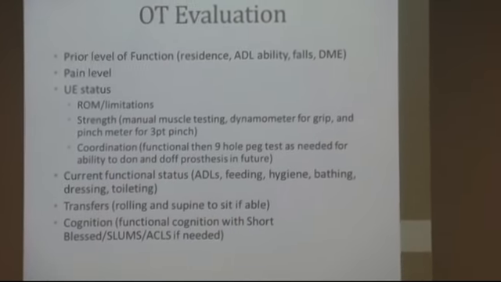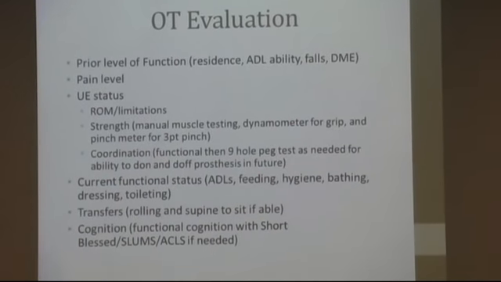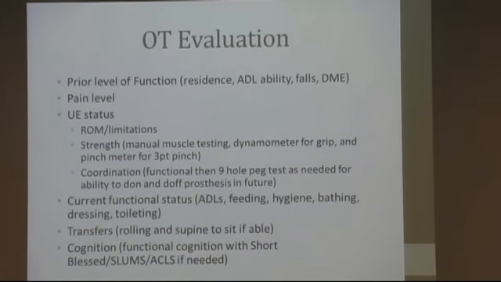Well, for the OT evaluation, it's not going to be a lot different than a regular evaluation. But what we came up with: assessing prior level of function, where they lived, how they were doing the ADLs, falls, DME, their pain level and pain location, upper extremity status, range of motion, any limitations that you see. With strength, also test, in addition to the manual muscle testing, the dynamometer for the grip and pinch, for 3-point or 2-point pinch.